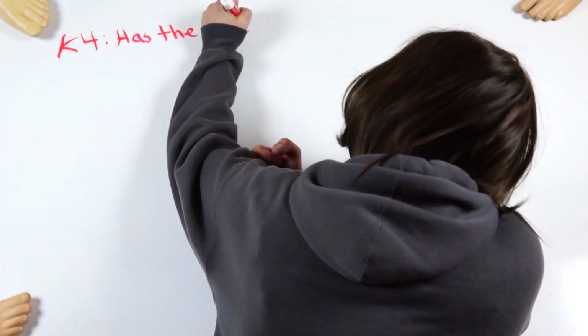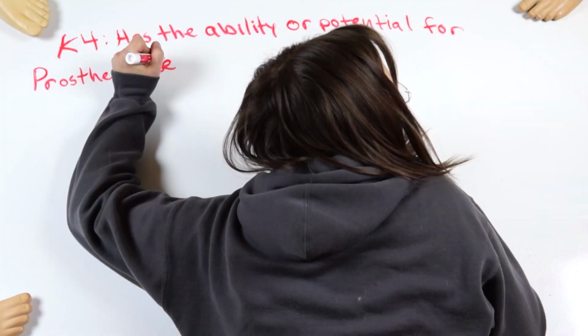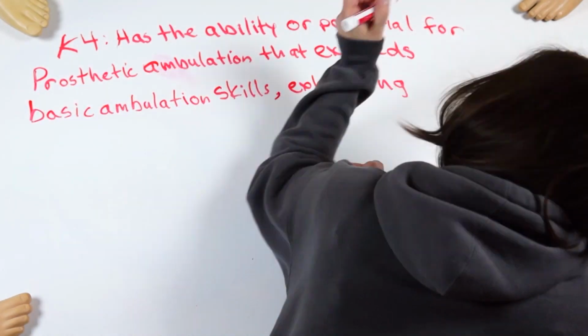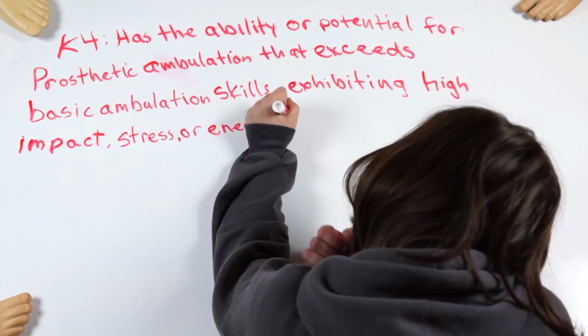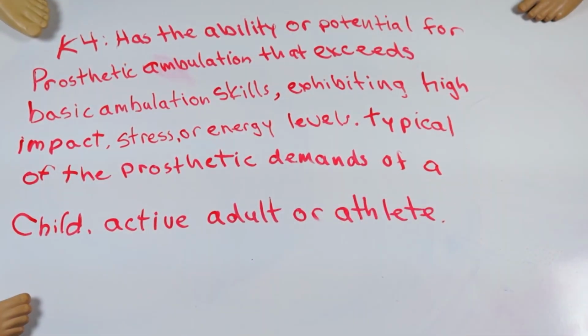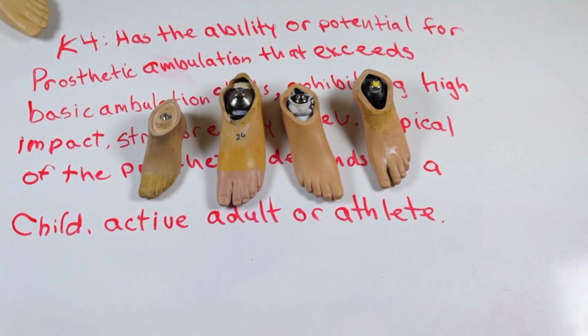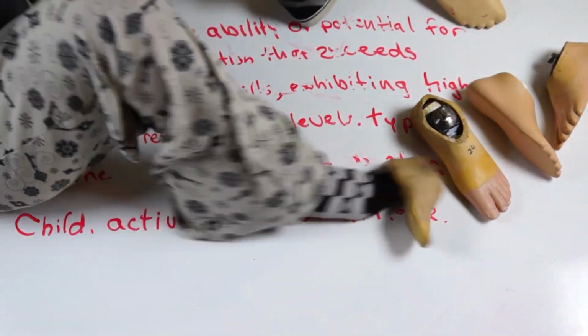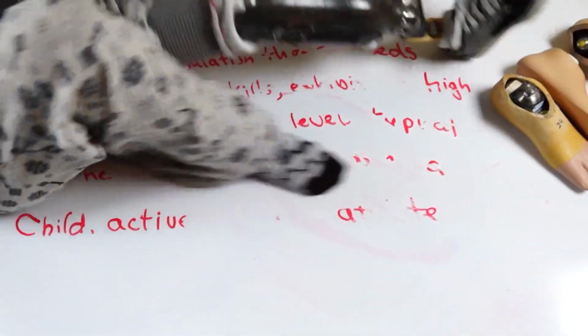K level 4 has the ability or potential for prosthetic ambulation that exceeds basic ambulation skills, exhibiting high impact stress or energy levels. Typical of the prosthetic demands of the child, active adult, or athlete. K level 4 feet are typically the most advanced feet out there. They're usually made of carbon fiber or composite, and they have the most energy return and vertical shock absorption.